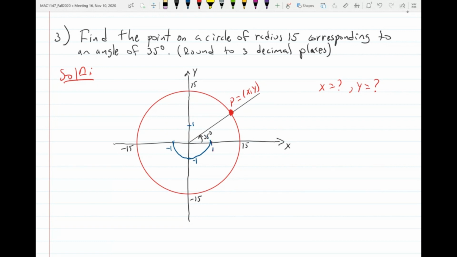Okay, so when we draw the unit circle, the same angle, 35, is going to give us a point. Let's call that point P prime. It's a point on the unit circle, and we know the coordinates of P prime. So what are the coordinates of P prime? The x value of P prime is cosine of 35, and the y value of P prime is the sine of 35. That's by definition. Everybody with this?